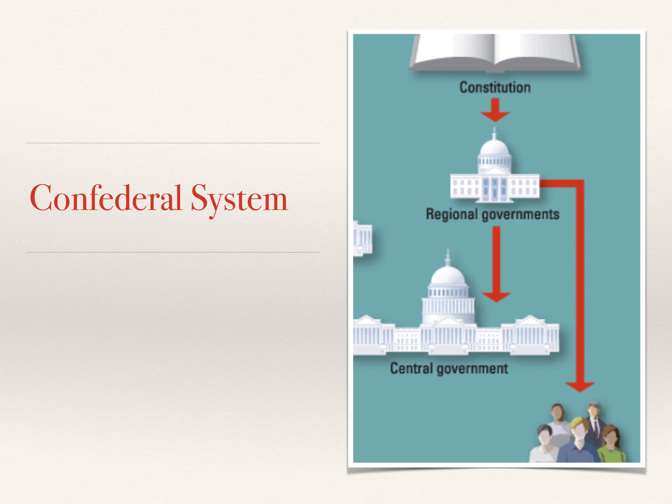where all of the power is given to the regional or state governments, and then they decide what powers the national government can have. So it's almost the opposite of a unitary system. All the power is given to the states, and then the states decide to give some power to the national government.